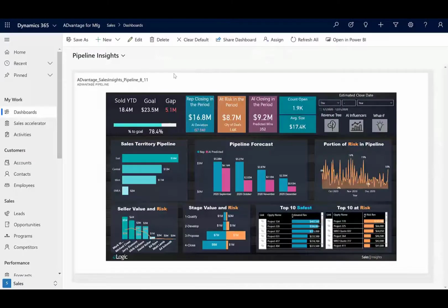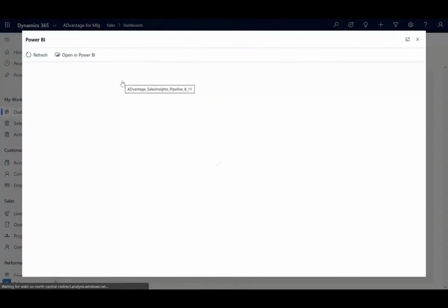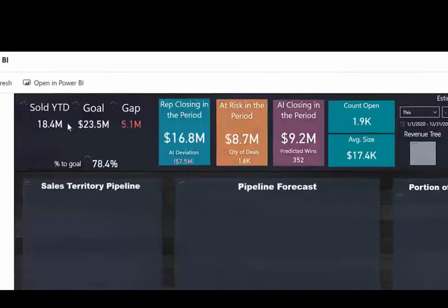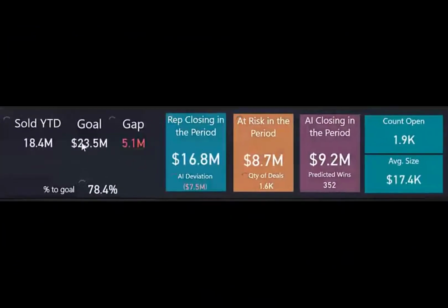So we're logged into Advantage, and as the sales manager, I want to do some analysis on the pipeline here before our next sales meeting. So I'm going to open up our pipeline analysis dashboard and have a look at how we're doing. Now we've sold $18.4 million year to date on a goal of 23.5. So we have a gap of about $5 million here to close in Q4. In our pipeline currently, we have $16.8 million.